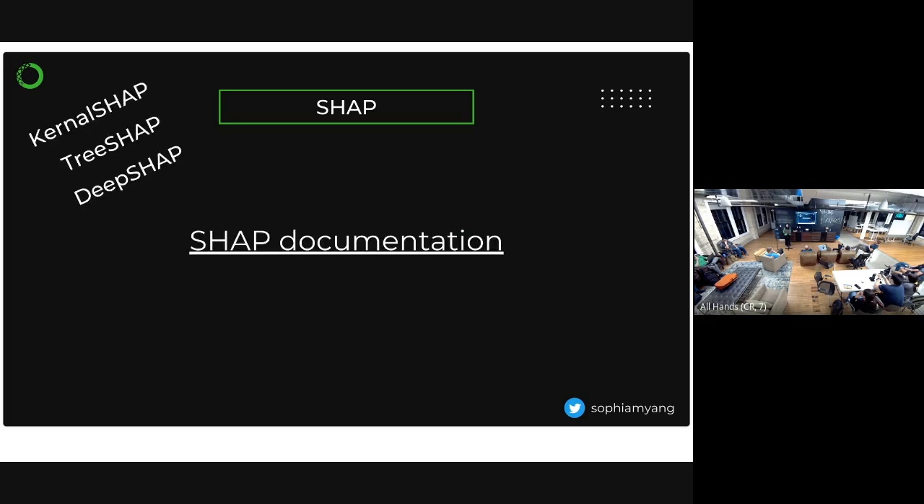Hopefully not too confusing. There are also other algorithms like kernel SHAP, tree SHAP, deep SHAP. Tree SHAP is for tree-based models. Deep SHAP is for deep learning-based models. I linked the SHAP documentation here. You can take a look at different methods and implementations of the Shapley values.